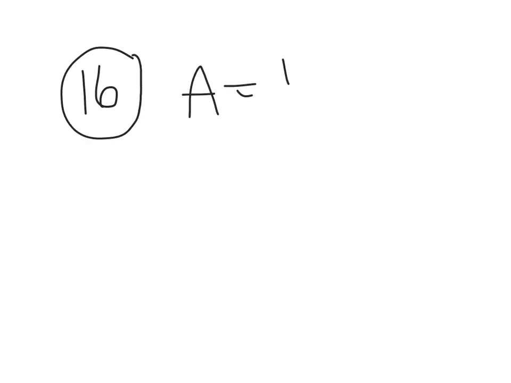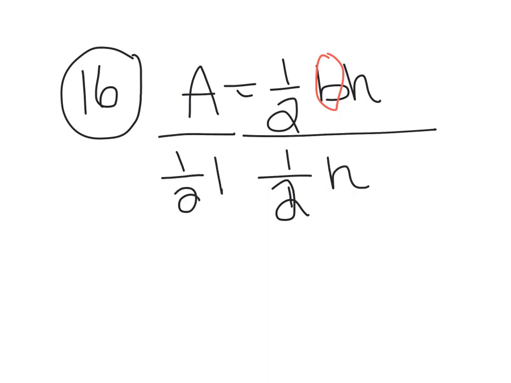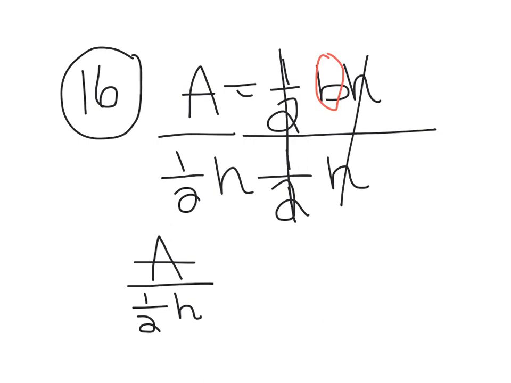Okay, number 16. I've skipped 15. I'm going to 16. 16 says A equals 1/2 BH. I want to solve for B. So to do that, I can divide by my half and my h. Halves cancel out, h's cancel out. So on this side, I have A over 1/2 h equals B. But we're going to clean this up.